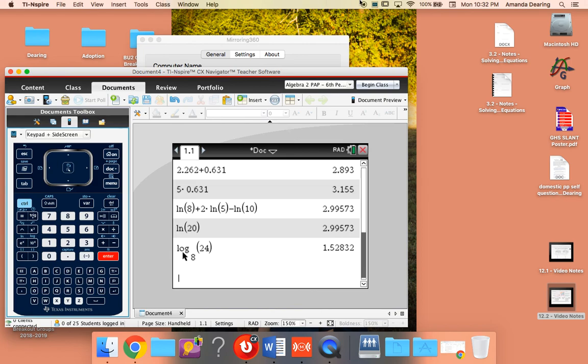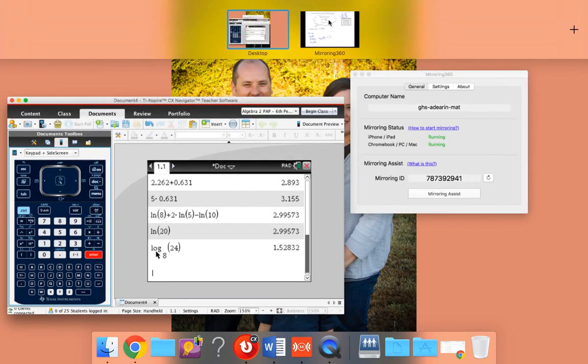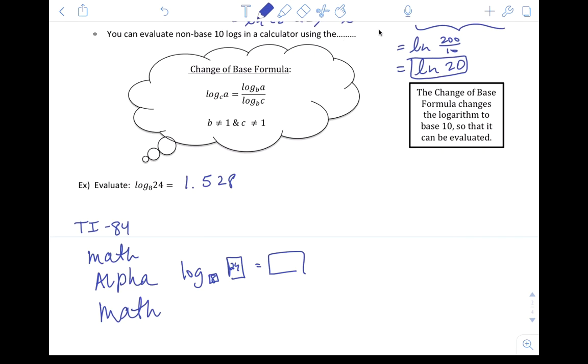Well, when I was in high school, I had an 83. Some of you actually might still have an 83, and nothing's wrong with that. It's a good calculator. But I will tell you, it doesn't do the Math Alpha Math. It doesn't do the Inspire, Control 10 to the x kind of thing. So you have to manipulate it. But doing that is not difficult. Your numbers, your 8 and your 24, they just become this guy over this guy. So the change of base formula changes the logarithm to base 10 so that it can be evaluated. It does it with something that it understands, it knows.